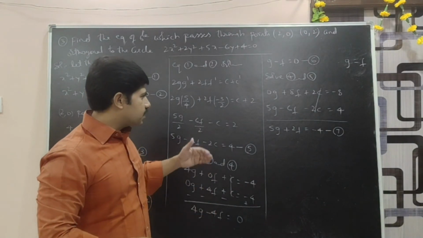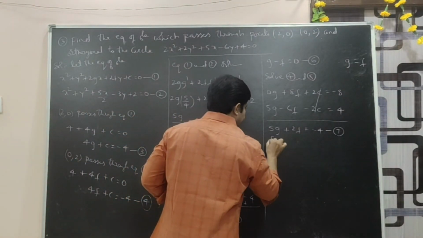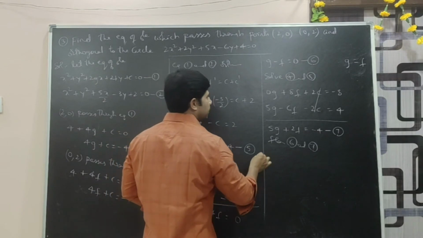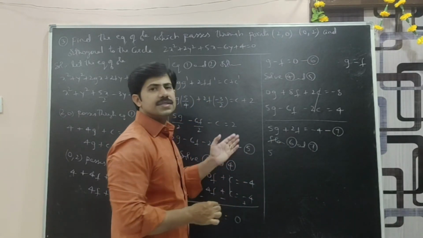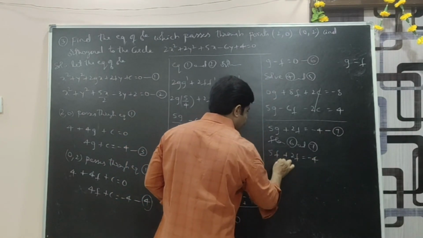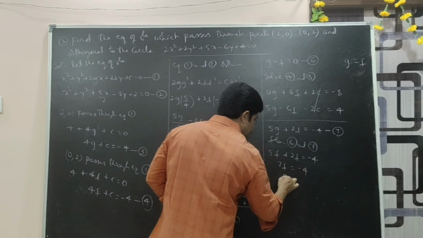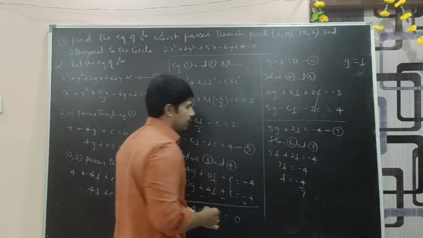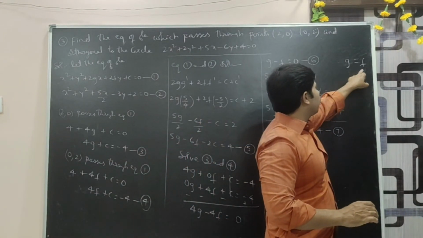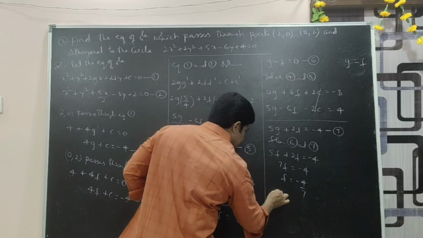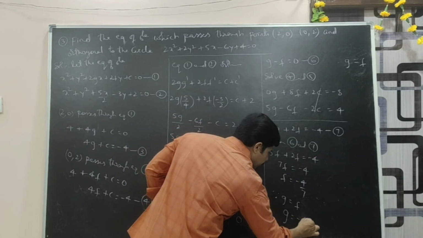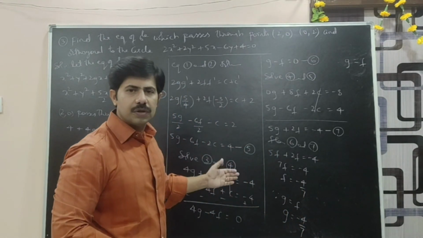So I'll just continue the problem. From 6 and 7, you write 5, and what is the g value? It is f. So substitute: 5f plus 2f is equal to minus 4. So 7f is equal to minus 4. f is equal to minus 4 by 7, right? If f is equal to minus 4 by 7, as g is equal to f, what is the g value? It is also minus 4 by 7.